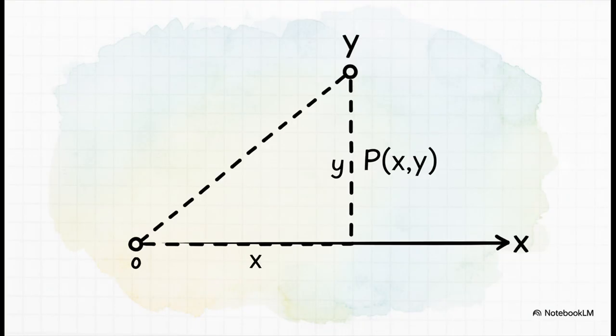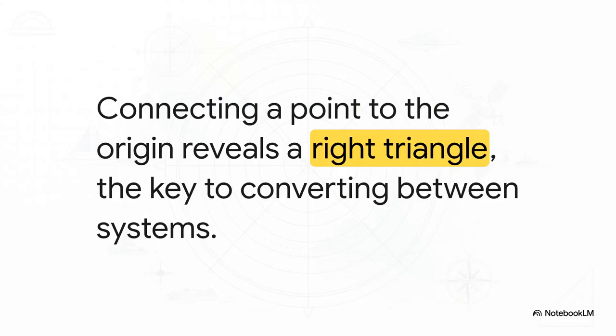Here's a point, x, y, on a normal graph. We've got our horizontal distance x, our vertical distance y. Super simple. We've seen this a million times. But now watch this. As soon as we draw the line straight from the origin out to that point, boom, a right triangle just appears, like it was hiding there the whole time. And look, the sides are our x and y, the hypotenuse is our polar distance r, and that angle down at the origin, that's our polar direction, theta.